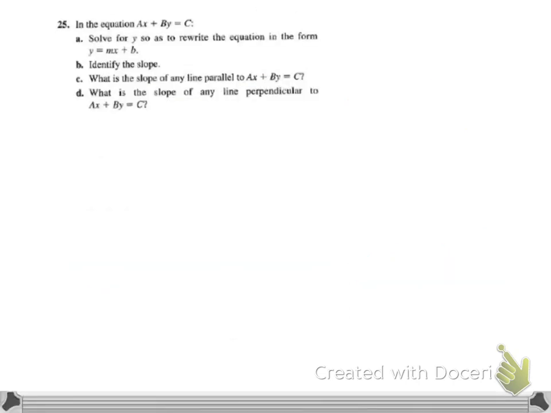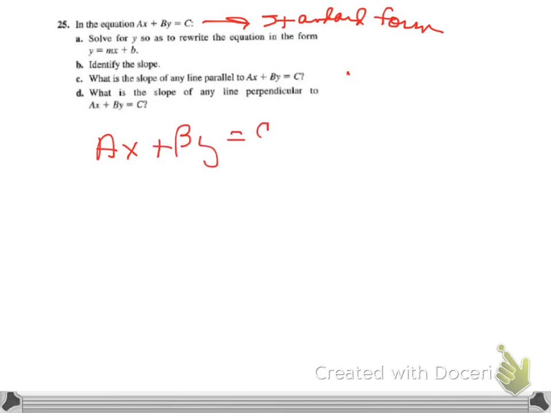Okay, I put this problem in here because I wanted to be able to say a word about standard form. Okay, so this is called standard form. Notice that in standard form, your x and y's are on the same side. It's just another form of a line. Solve for y so as to rewrite the equation in the form y equals mx plus b. Okay, so if you have standard form, and you're going to rewrite that, this is what you're going to do.